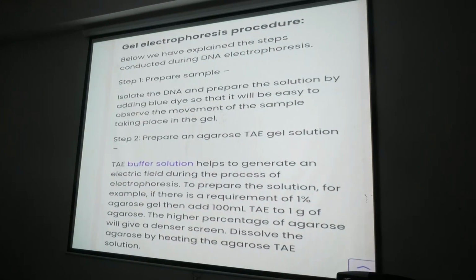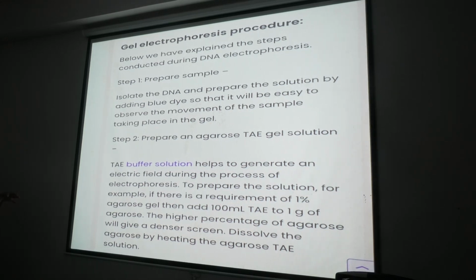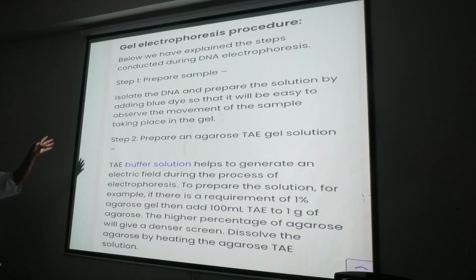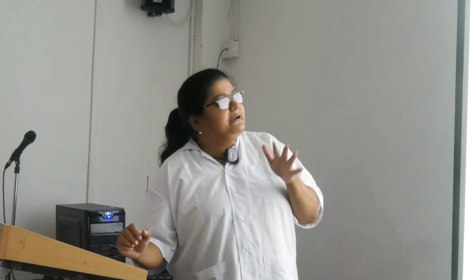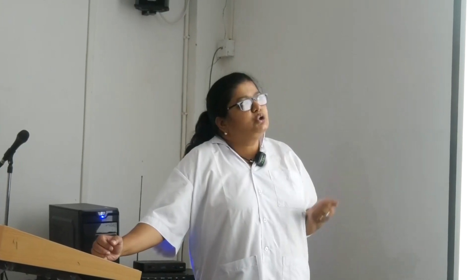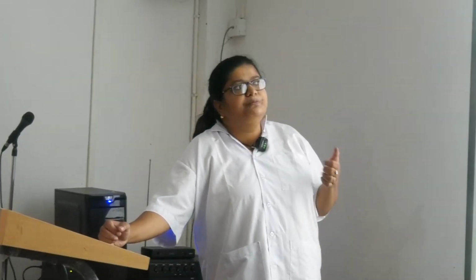The first step is the preparation of the sample. Here it shows the DNA separation. In case of DNA, we prepare the solution by adding blue dye, so it is easy to identify. When we apply the sample, it is blue in color and shows easily. We isolate the DNA and prepare the solution by adding blue dye, so that it will be easy to observe the movement of the sample taking place in the gel.